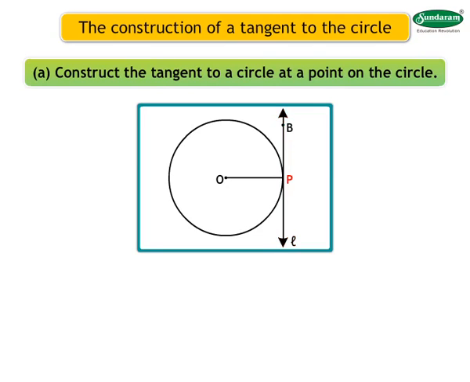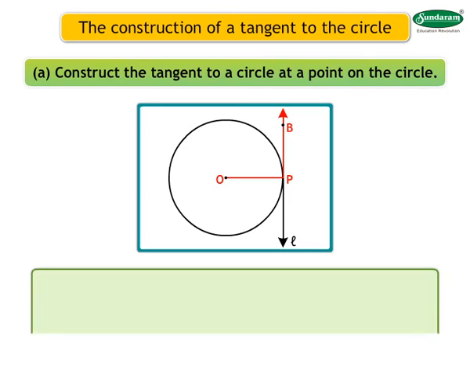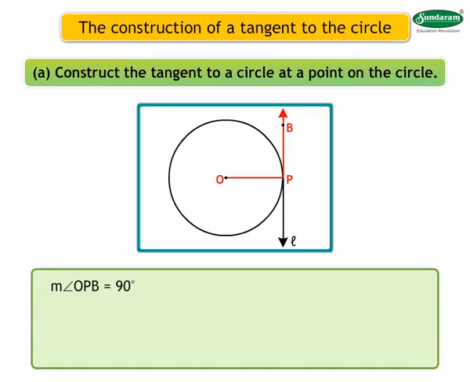Point P is called the point of contact. Segment OP is the radius of the circle. As the angle OPB makes a right angle, measure of angle OPB is equal to 90 degrees. It means that the tangent is perpendicular to the radius.